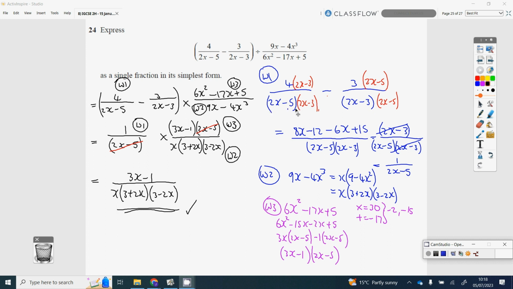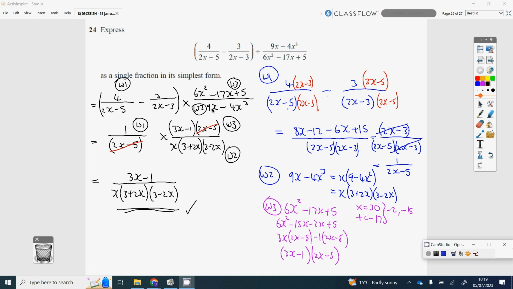So just processing this, I do 4 times the 2x, 4 times the minus 3. And then careful here, this is minus 3 times the 2x, giving me minus 6x, and minus 3 times minus 5, which is plus 15. Tidying up, simplifying the numerator, I then get 2x minus 3 as the numerator, and on the bottom, 2x minus 5, 2x minus 3. And then those two brackets cancel out, leaving me with 1 over 2x minus 5. So that's working one, starting here, finishing here.